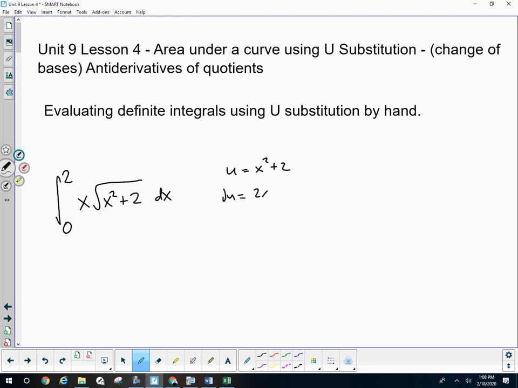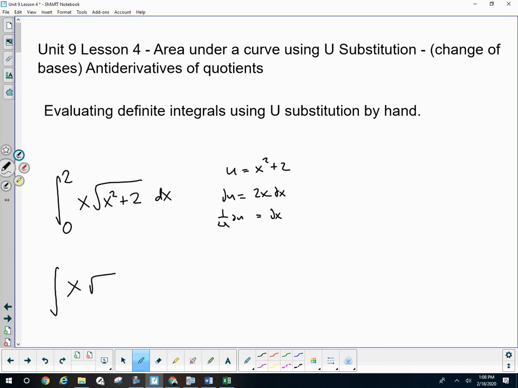du would be 2x dx. I like to write it as dx on the right side equals 1 over 2x du on the left side, but to each their own. And now, I'm going to write an integral, but I'm not going to put any numbers down. Please don't put any numbers down yet. We're just going to fill in the u substitution step.